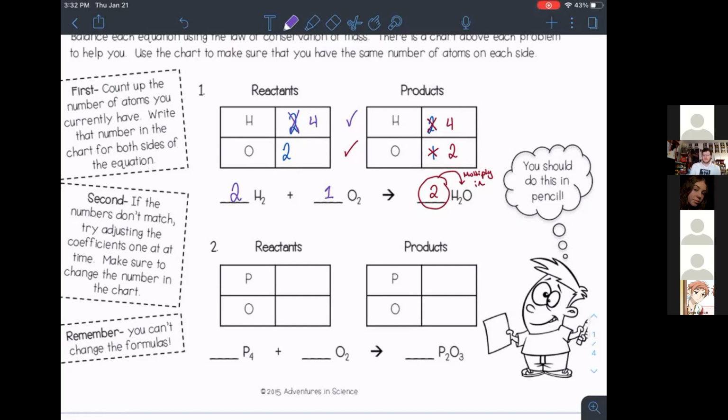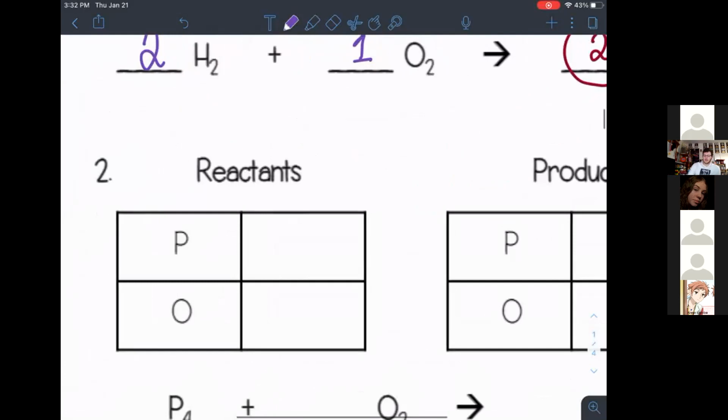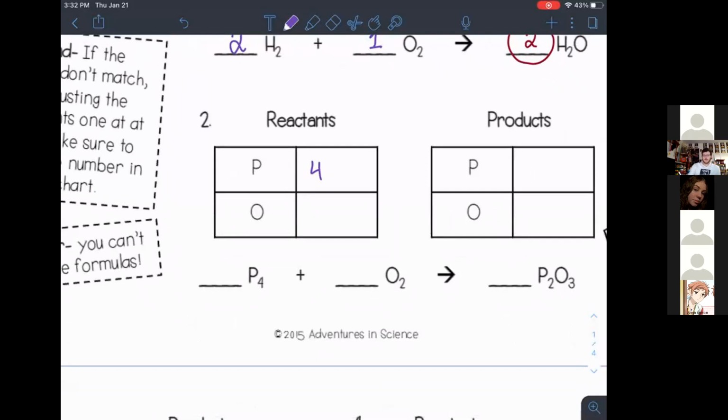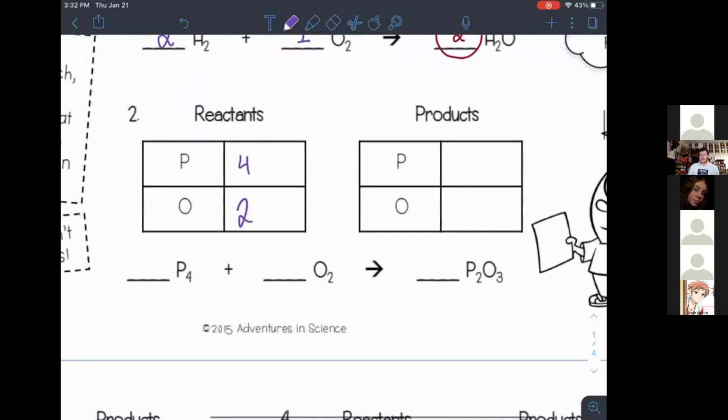All right, can anybody tell me how many phosphorus we start with on our reactant side? 4. Start with 4, awesome. How many oxygen do we start with? 2. 2, perfect. On our product side, how many phosphorus do we start with? 2. 2, and how many oxygens? 3. 3, awesome. Everything matches, right? No. No, all right, so what's the first thing you guys did?